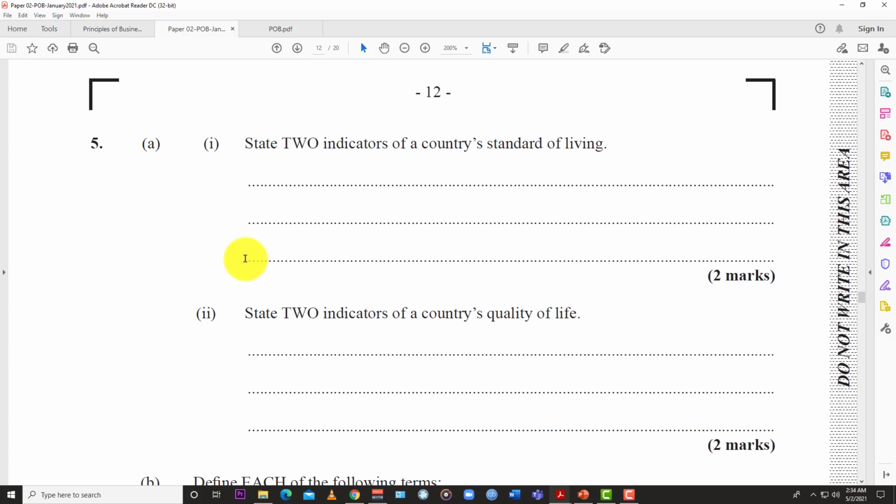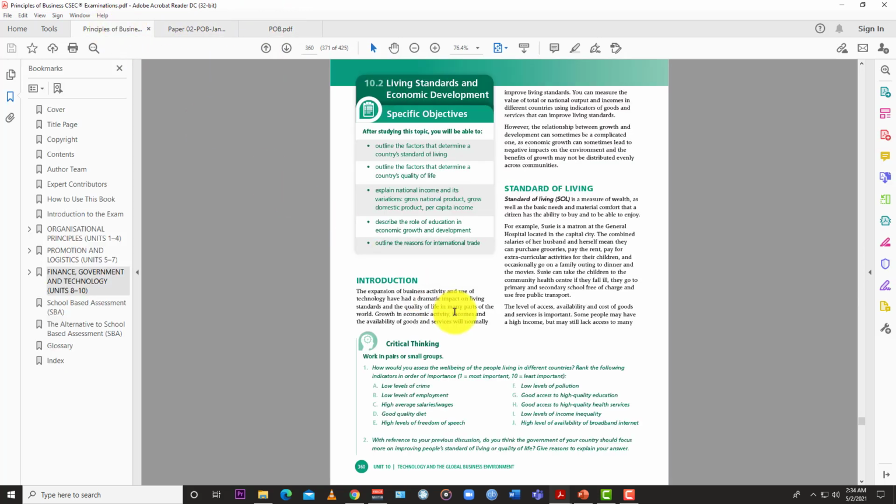Alright, let's just jump into number 5 now. State 2 indicators of a country's standard of living and state 2 indicators of a country's quality of life. So they're just asking you to state. You don't have to outline or explain anything, just state. And so in the textbooks, you have them well listed right there.